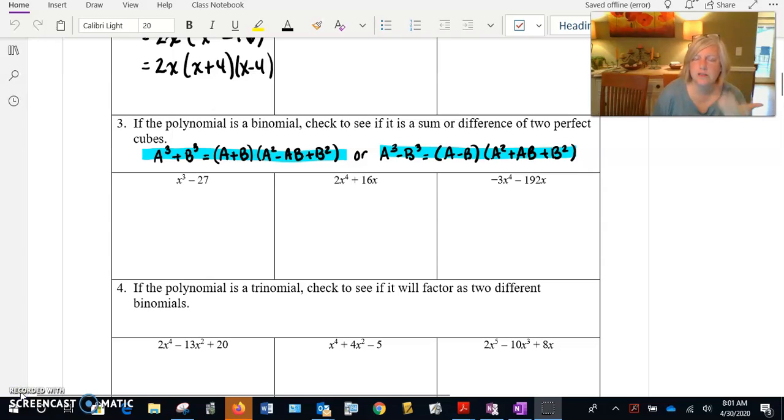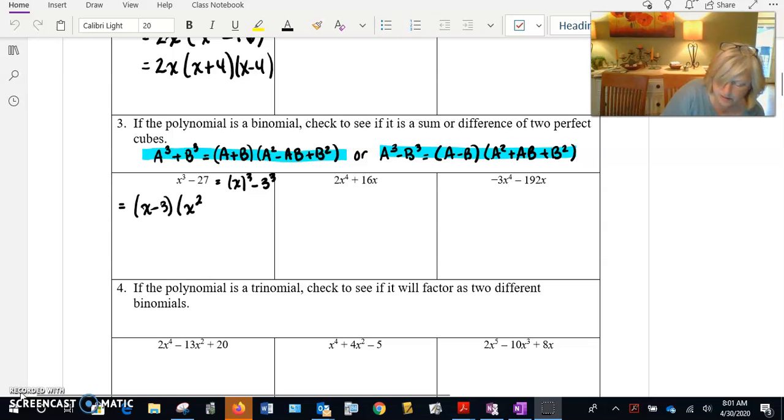All right, so take a look at this, check yours. And obviously what's in the A and the B position can be a little bit more complicated than that. So like this first one, x cubed minus 27. That's the same as x cubed minus 3 cubed. So it is the difference of perfect cubes. Our A is x, our B is 3. So we would do x minus 3 and then x squared plus 3x plus 9. Notice that if there is a minus here, there's always a plus in that location, or vice versa.